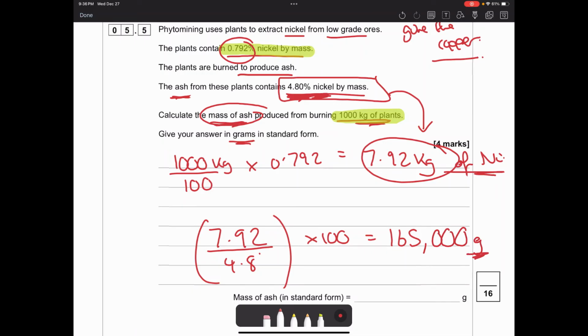Last thing is it's asked for in standard form, so it would be 1.65 times 10 to the power of 5. So 1 mark for getting to 7.92, 1 mark for realising that you can divide it, 1 mark for getting to 165,000, 1 mark for putting it into standard form. And that's the end of question 5.